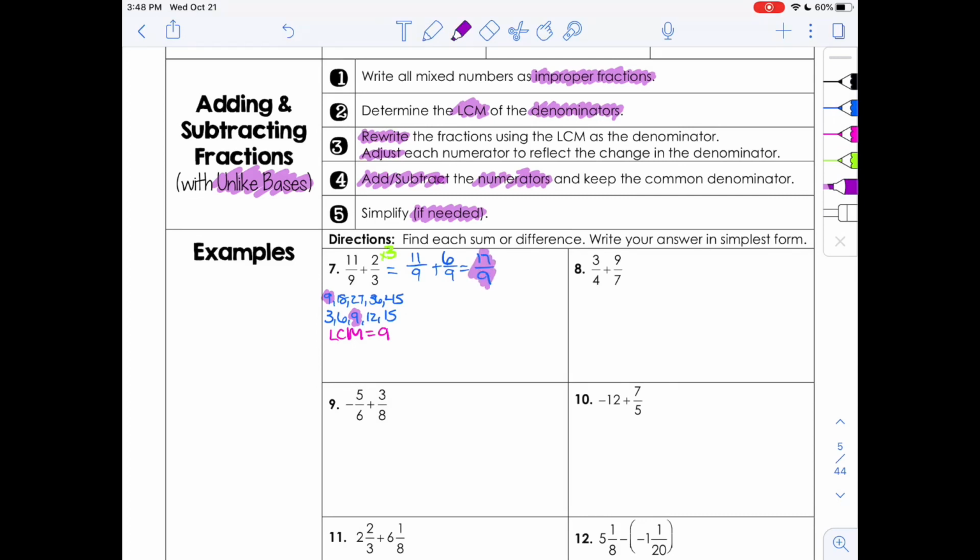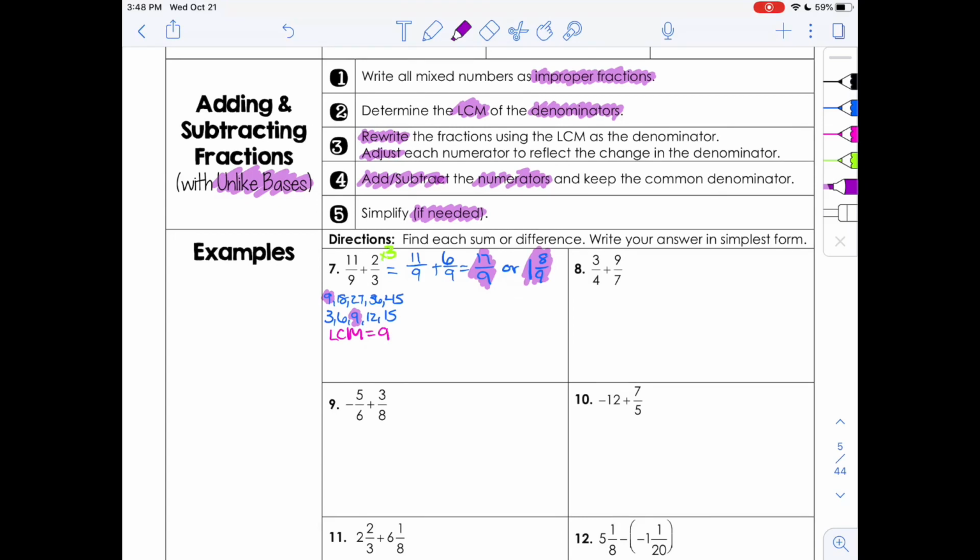But it can be written as a mixed number. 9 will divide into 17 one time with 8 left over, and the denominator stays the same. So our answer is 17 over 9, or 1 8 ninths.